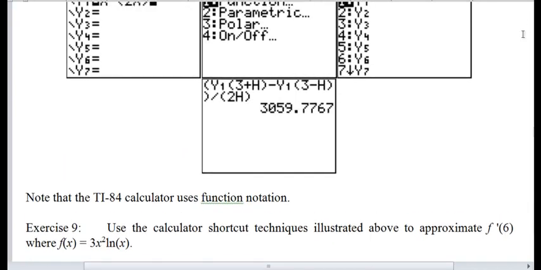Here we have a new function, f of x equals 3x squared times ln of x. Use that function and approximate f prime of 6 using some of these shortcut techniques that we just did. Go ahead and do this now. Press pause and come back when you finish. Press pause now.